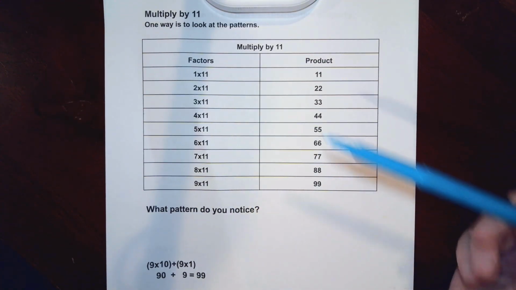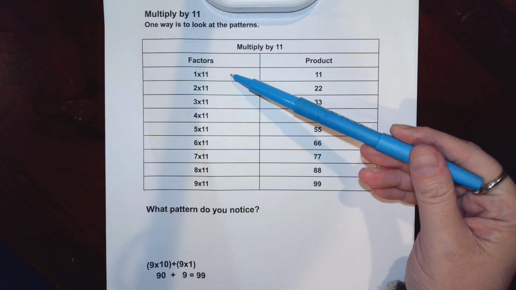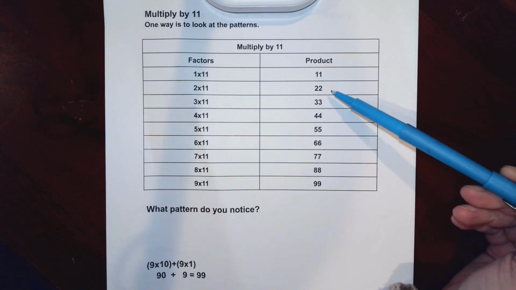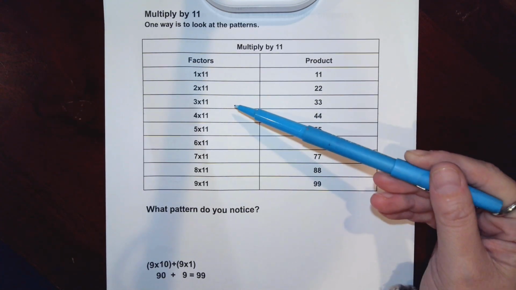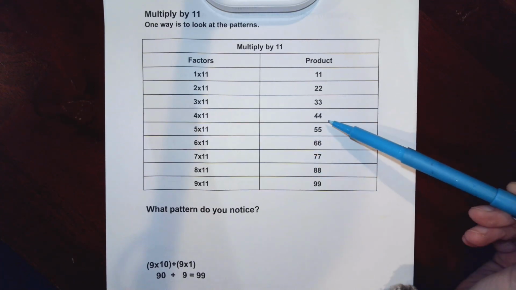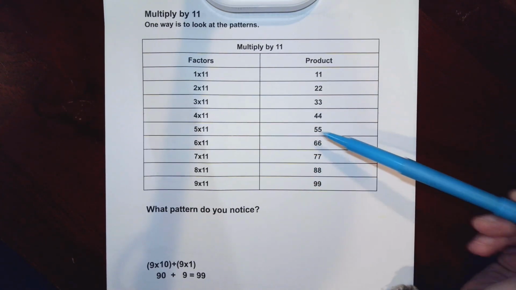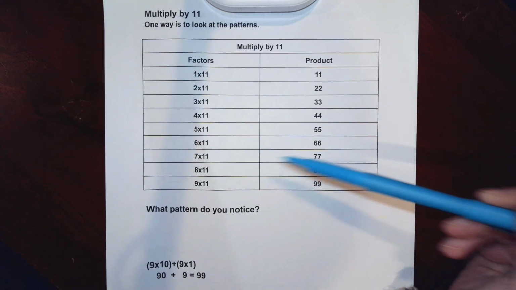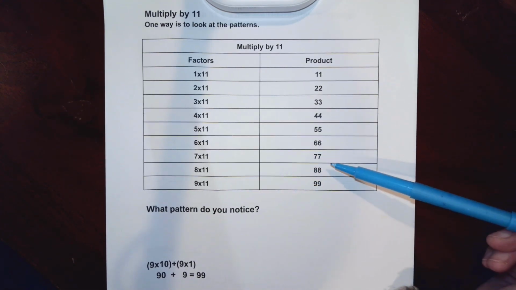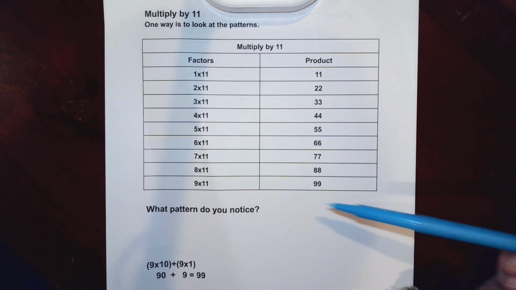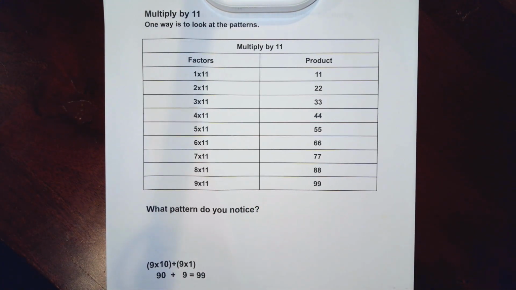Now, if I'm looking at my multiplication problems, 1 times 11 is 11. 2 times 11 is 22. 3 times 11 is 33. 4 times 11 is 44. 5 times 11 is 55. 6 times 11 is 66. 7 times 11 is 77. 8 times 11 is 88. And 9 times 11 is 99.